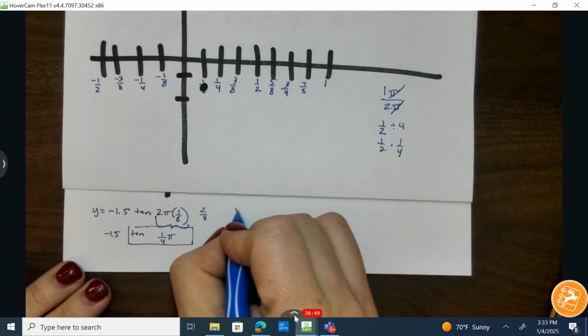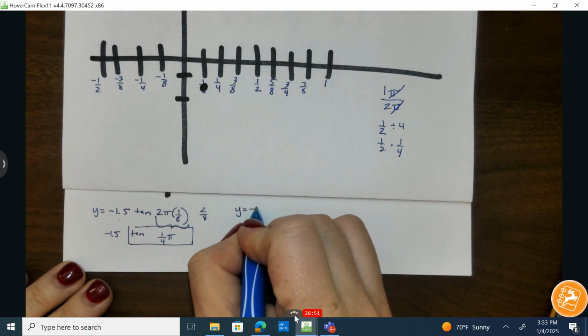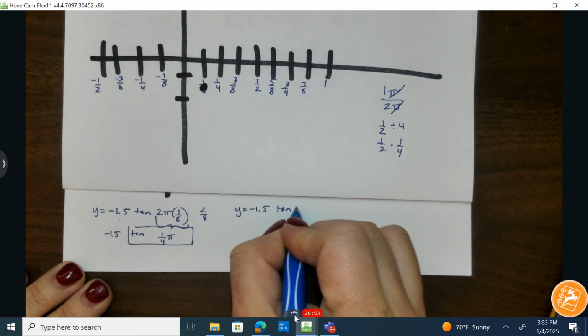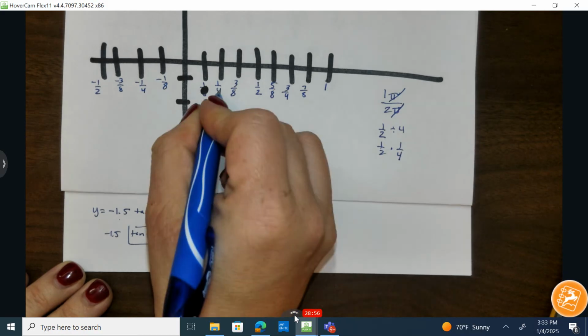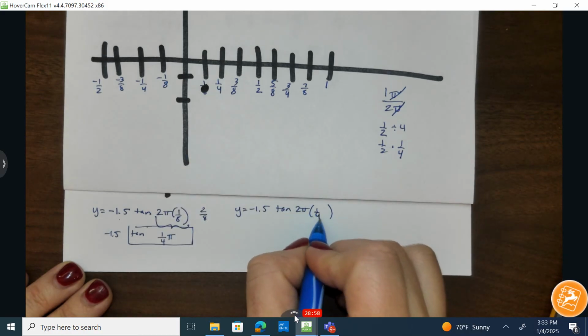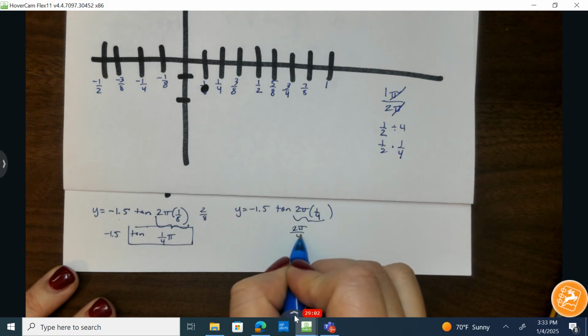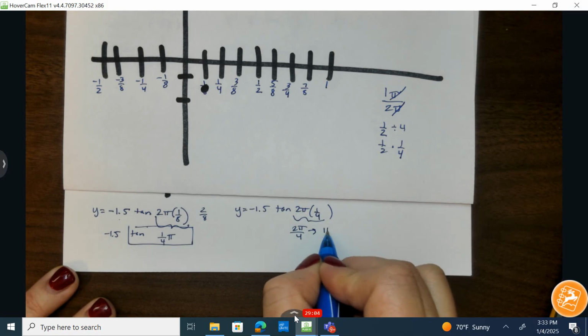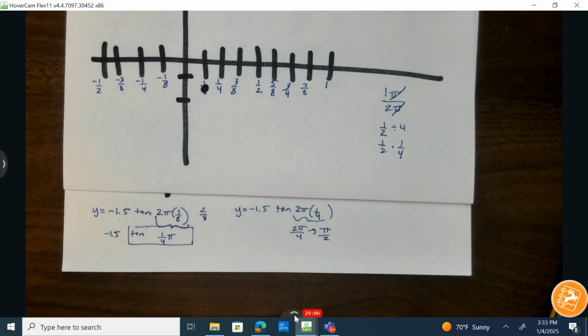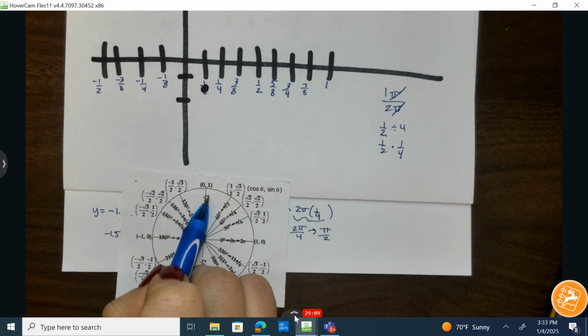Let's go into the second one. Again, just to demonstrate, I have y equals -1.5 times tangent of 2 pi. Now in that place, I'm going to write down 1/4. And this is what I'm going to reduce. 2 times 1 is 2 over 4. That reduces to 1 pi over 2. So I want to look at 1 pi over 2.